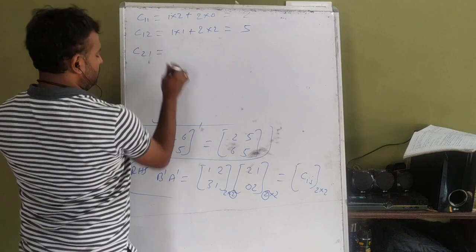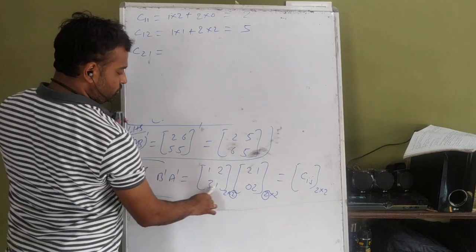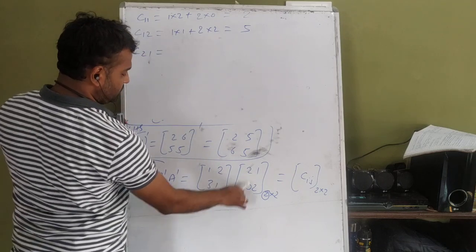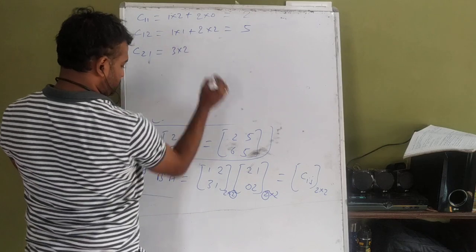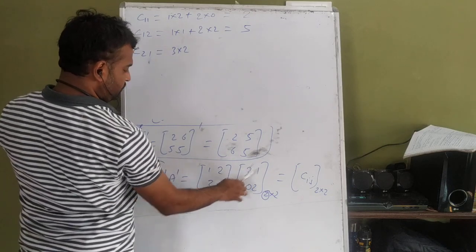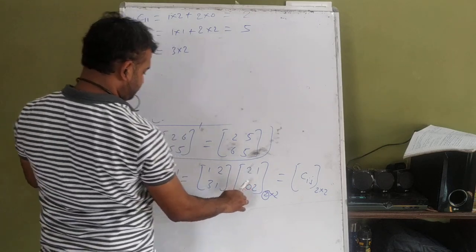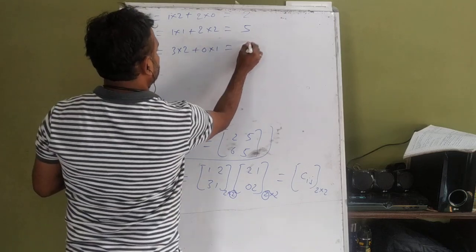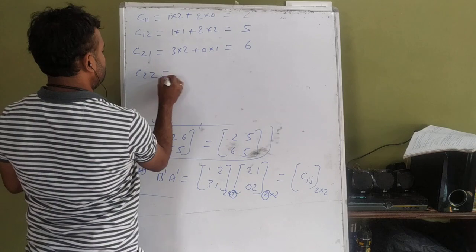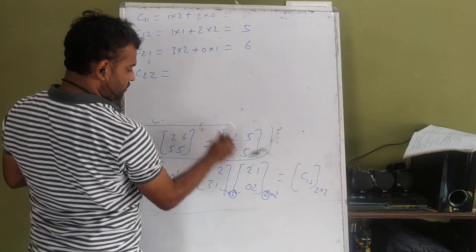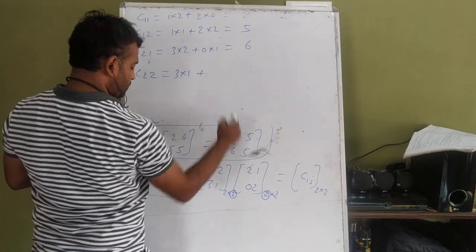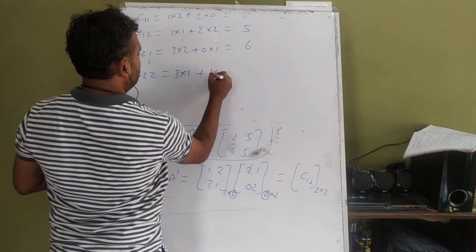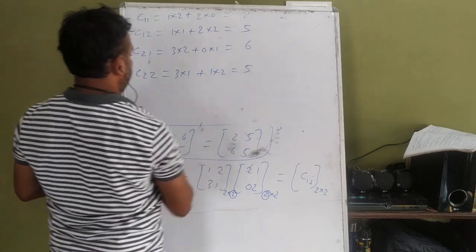C21, second row and first column: 3 into 2 plus 0 into 1, that is 6. C22, second row, second column: 3 into 1 plus 1 into 2, that is equal to 5.